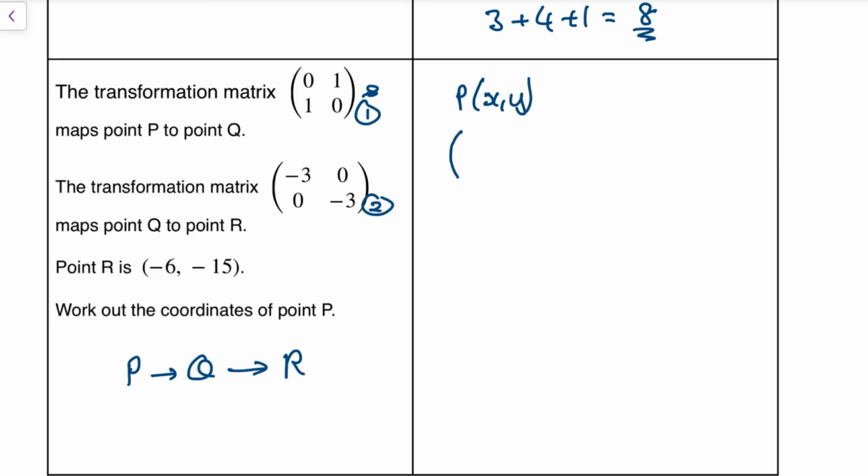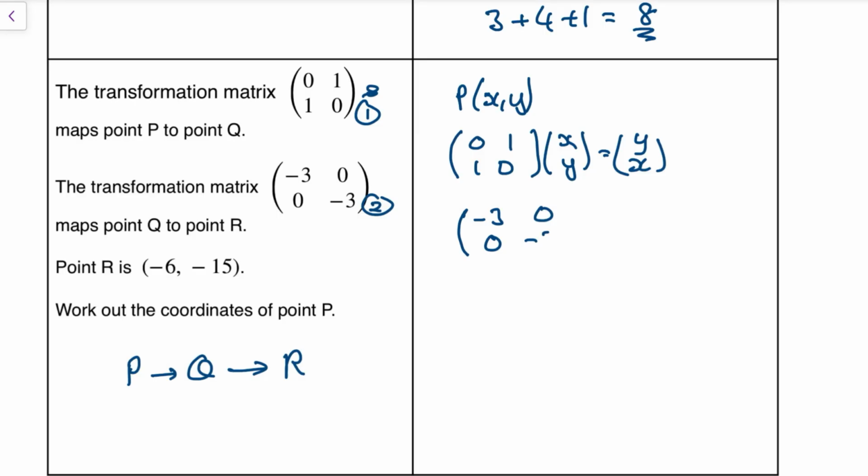And then if I do matrix 1 on this, that's (0, 1, 1, 0) times (x, y). Well, that's going to be 0 times x is 0, 1 times y. In other words, it's going to switch my x and y around. And that's because this is a reflection in the line y equals x. Then I'm going to take that answer and do the matrix (-3, 0, 0, -3). Well, I know already that is an enlargement scale factor -3, but let's do it anyway.